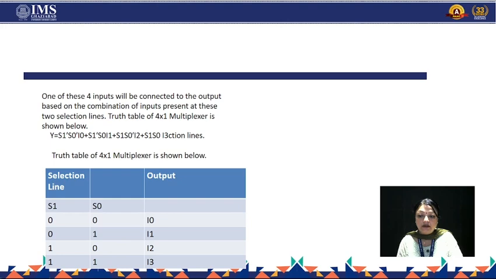If the value of S1 and S0 is 00, then the output will be I0. If the selection lines have 01, then the output will be I1. If the selection lines have value 10, then the output will be I2. If the selection lines are 11, then the output will be I3. And the characteristic equation of this multiplexer is Y equals S1 dash S0 dash I0 plus S1 dash S0 I1 plus S1 S0 dash I2 plus S1 S0 I3.